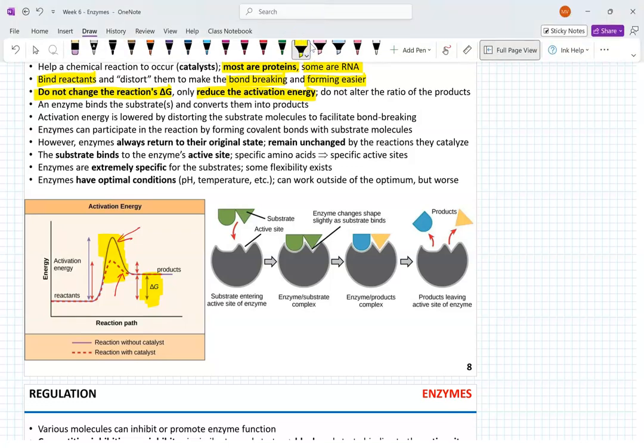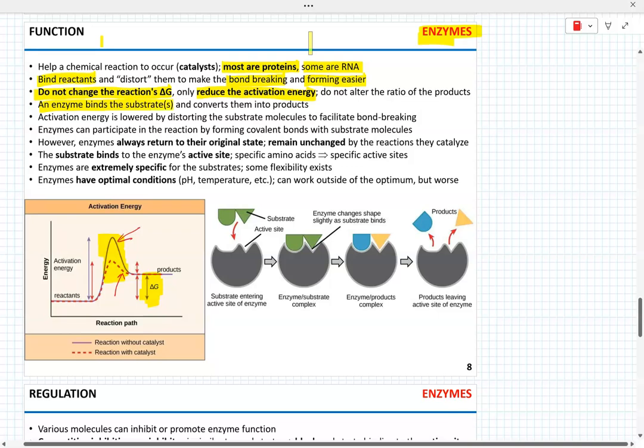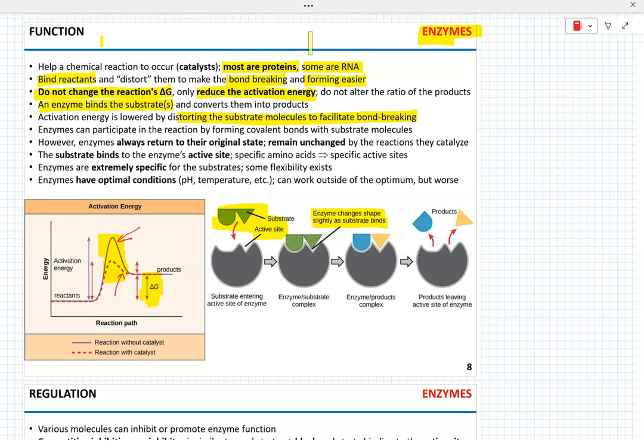Now, the process of an enzymatic reaction can be schematically described as follows. The enzyme binds the substrate. Substrate binds to a location on the enzyme known as the active site. That binding alters the shape of the substrate and the shape of the enzyme actually, and the change facilitates the bond breaking. That distortion of the substrate essentially reduces the activation energy, and eventually enzymes release the products.